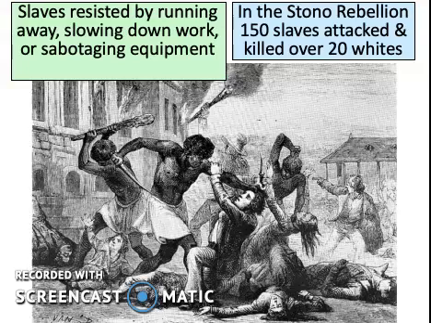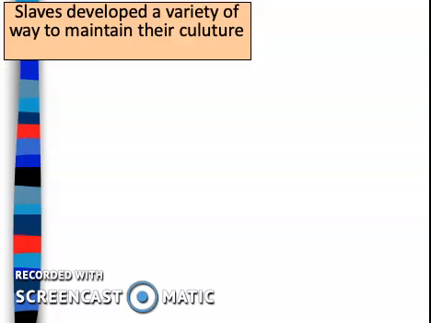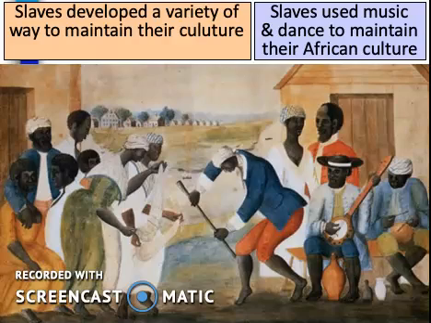Now, other ways that slaves would overtly resist is they would run away. We see that this was fairly common by the number of runaway ads that were placed in different newspapers at the particular time. They would slow down work or even sabotage equipment as well. Now, slaves also attempted to maintain their culture that they had developed.